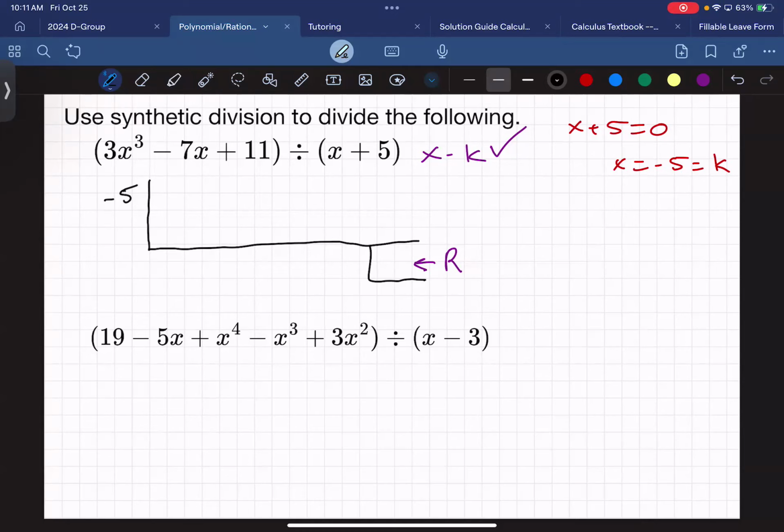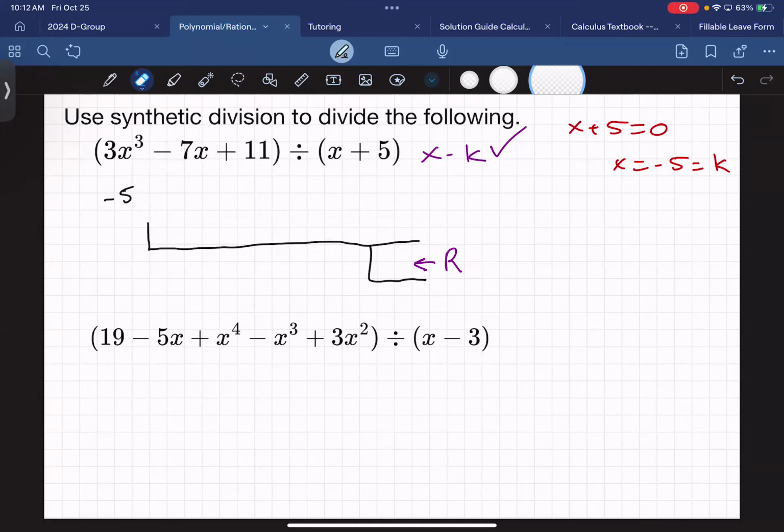What do we have to be careful of, though, with the polynomial when I go to fill in the inside part of this? It's descending order. So we have descending order, right? It goes cubed, x, and 11. What else? What's missing? The x squared. Everyone see that?